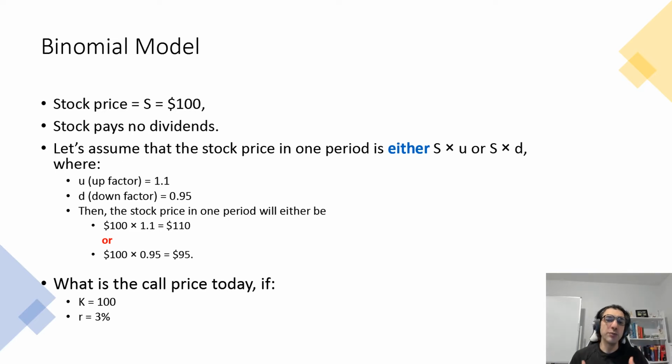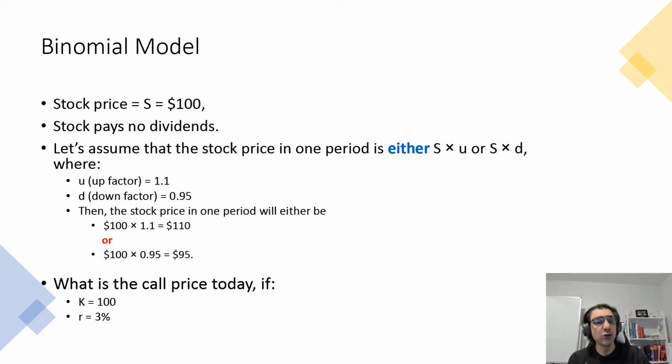Now, let's assume that increase is 10%. So in other words, U is 1.1, which means the stock price will be 110. And let's assume the down factor, or D here in this case, is 95% or 0.95, which means the stock price 1 year from now becomes $95. So again, we have two possible scenarios. The stock price goes up to 110, or it goes down to $95.